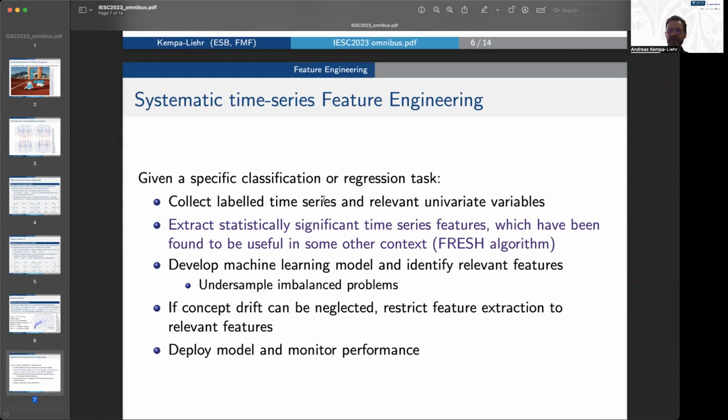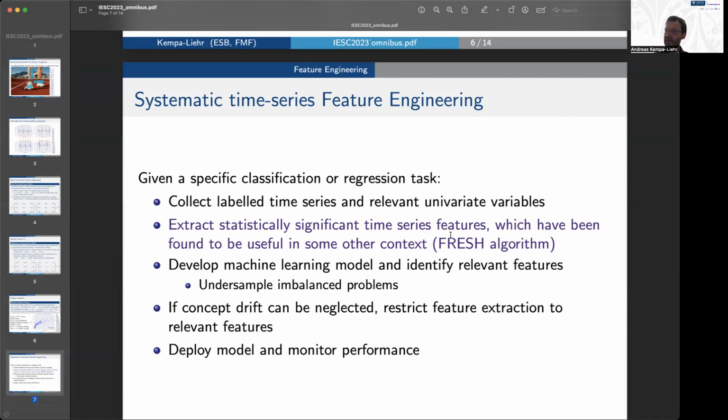So what's the idea? First of all, you need to collect labeled time series and relevant univariate variables. In this example of activity recognition, the univariate variables would be, for example, the height or weight of a subject. If we had several people recording running and walking activities, we could collect these data and add these as additional columns to our feature matrix. Now, given the computed time series features and these univariate variables, we can extract the statistically significant features and just continue with these features, right?